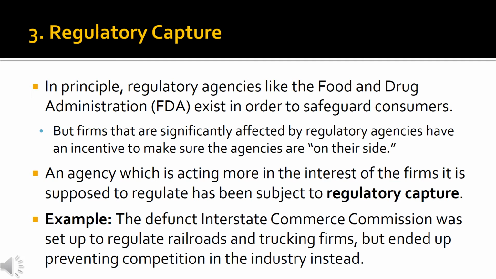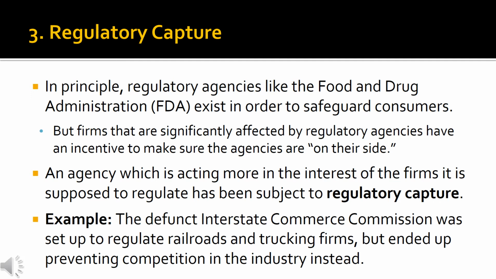So another example from the past was the Interstate Commerce Commission. The purpose of this was to regulate railroads originally, not even trucking firms, just railroads, because each railroad had a monopoly on their route, so they could charge super high prices. So it was the Interstate Commerce Commission's job to encourage competition where it was possible and to make sure these railroads weren't taking advantage of the people that wanted to ride on the routes. What it ended up doing was preventing competition in the industry. So it was captured by the railroad companies, ended up supporting them.